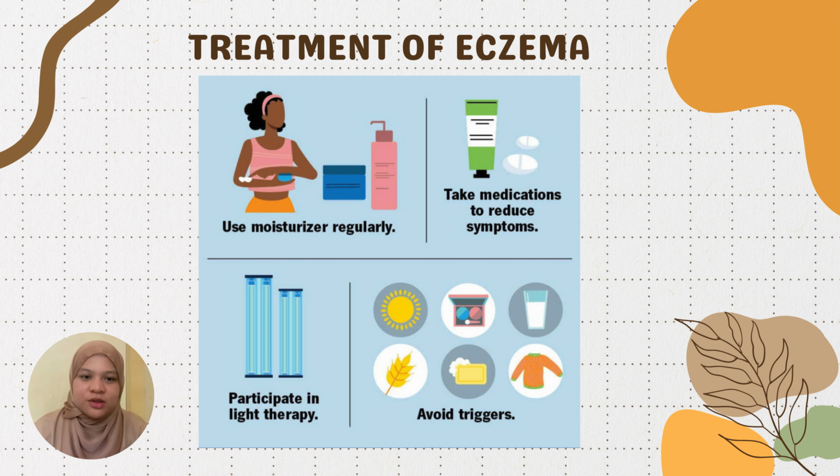The first one, use of moisturizers. Apply a thick, fragrance-free moisturizer like petroleum jelly after bathing to keep the skin hydrated and repair the skin barrier. The second one, the use of medication. Use topical corticosteroids to reduce inflammation and itching, and also use antihistamines that help manage itching, while severe cases may require oral immunosuppressants. The third one, we can avoid triggers. Identify and avoid triggers such as allergens, stress, and extreme temperature.